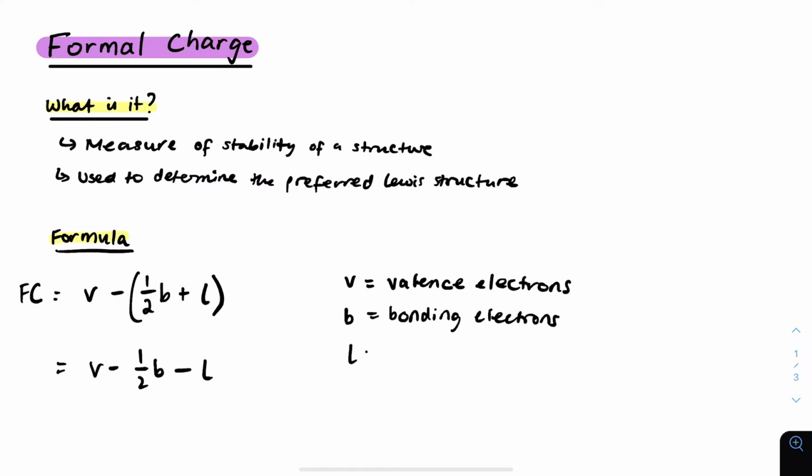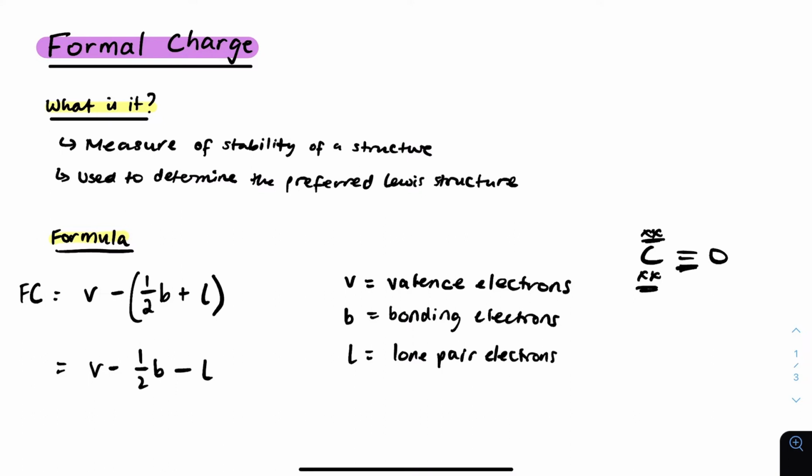And then the last one is L. L is equal to lone pair electrons. Lone pair electrons are basically the electrons that are not bonding but are part of the molecule. For example, if we have C double bonded to O, but we have these electrons over here, if we're looking at the oxygen atom, there are 4 electrons that are lone because they are not bonding, and we have 4 bonding electrons. So that's important to keep in mind.